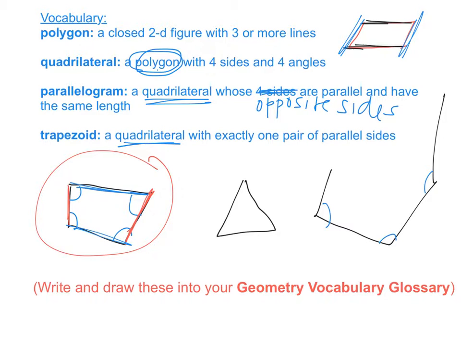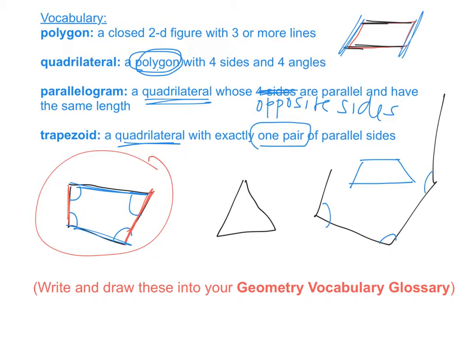How many sides? 4. Everyone, how many sides? 4. And how many angles? 4. But this time, it only has one pair of parallel sides. So a trapezoid might look something like this. One set of parallel lines and one set that are not parallel.